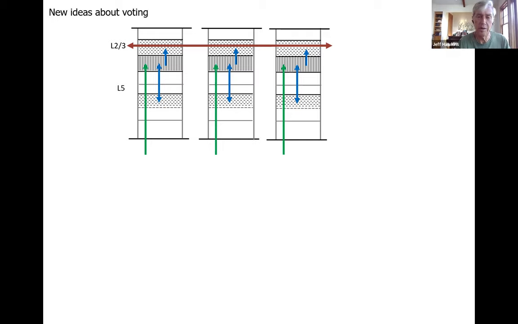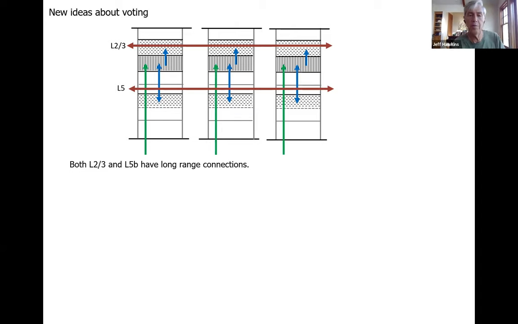So, new ideas about voting. This is how we typically show it. We show these voting neurons on layer 2/3 that go between columns. That's true, but there is another set of voting neurons. We don't talk about it too often, but it's very well documented. Well, they're not documented as voting neurons. There are other sets of neurons in layer 5 that do the same kind of long-range projections as the cells in layer 2/3. These long-range projections are well documented, not that anyone else has any idea what they're doing.